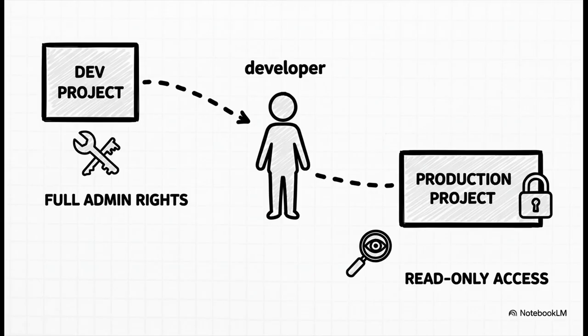Pillar 3 is all about IAM, which is just Google's fancy term for controlling who can do what. The project is the main enforcement point for permissions, so you can give your developers full admin rights in the dev project, where they need to go wild and experiment, but then grant them only read-only access to the production project. It's all about putting the right security controls at exactly the right level.